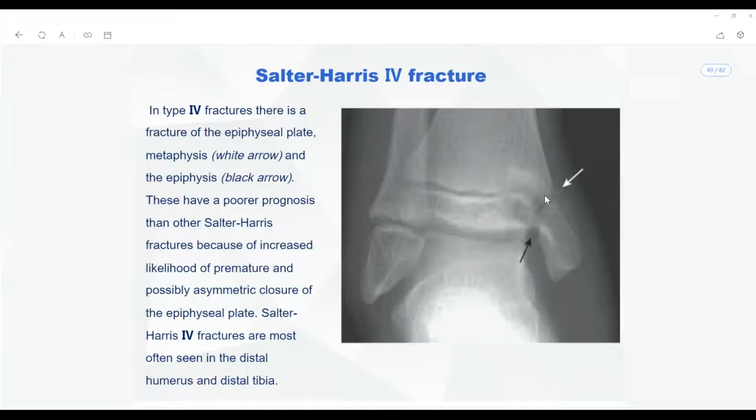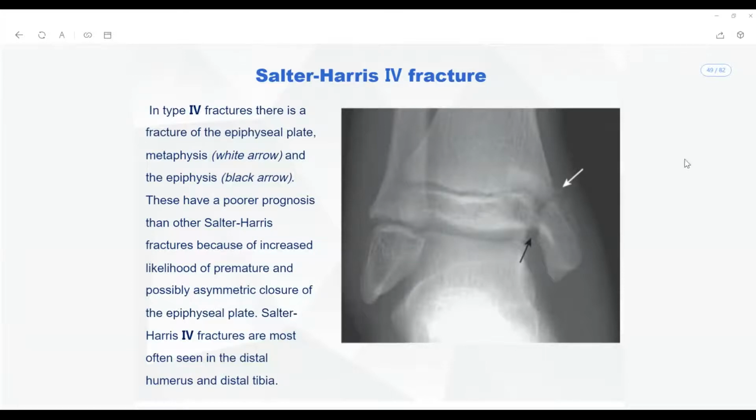Did you understand this point? So that's the reason they are called the poor prognosis. Yes, is this point clear? Yes or no? Right? Okay.